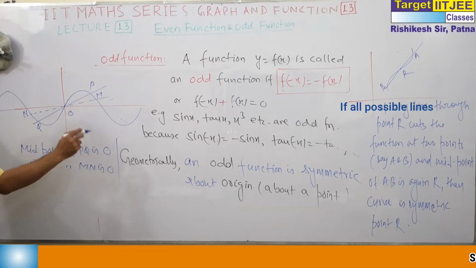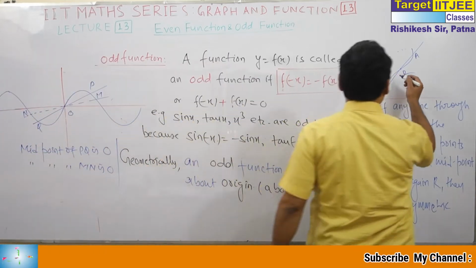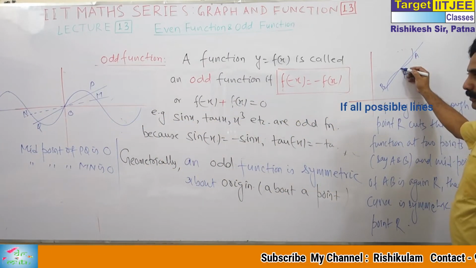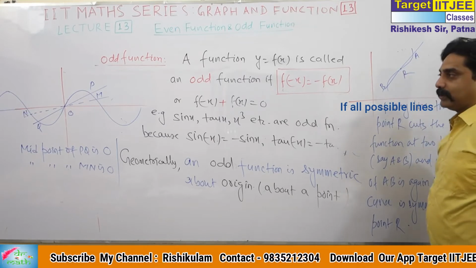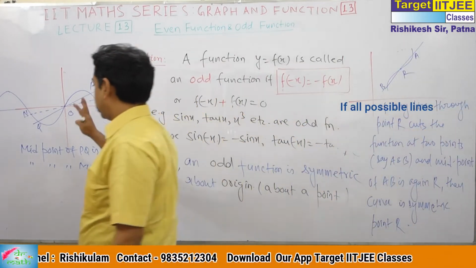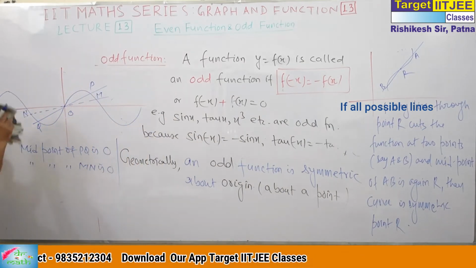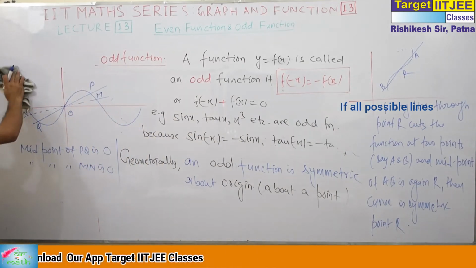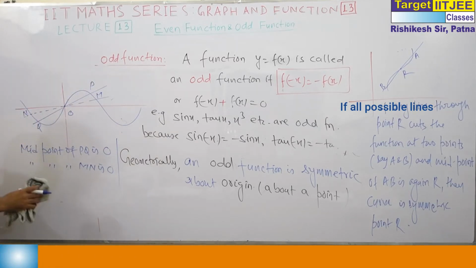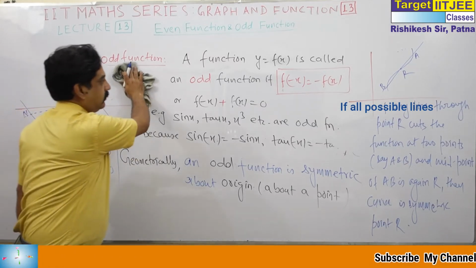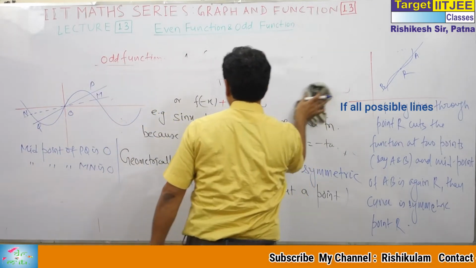Any line drawn through this point, take all possible points. So this is called symmetric about the point. This is symmetric about the origin, an odd function. Now, come to some questions. There are more points on even odd functions. I hope you have done it. You can also do this with other curves like tan x and so on.